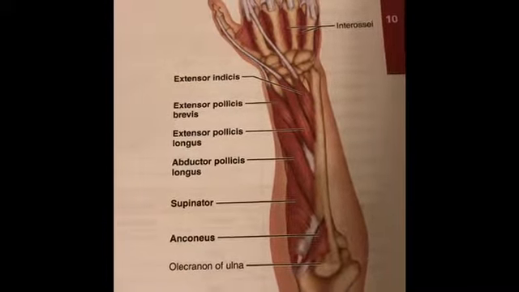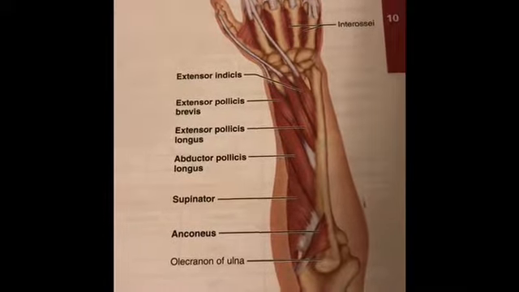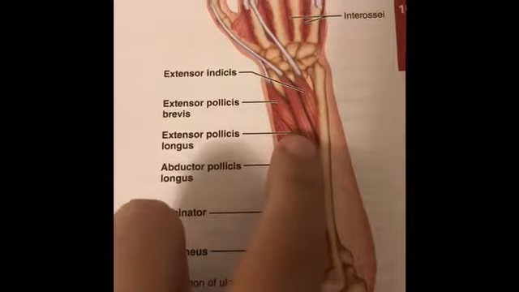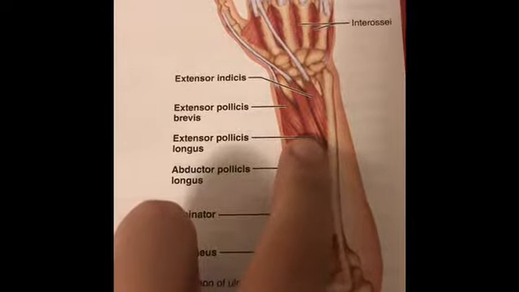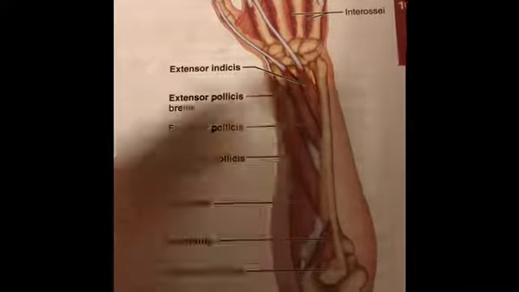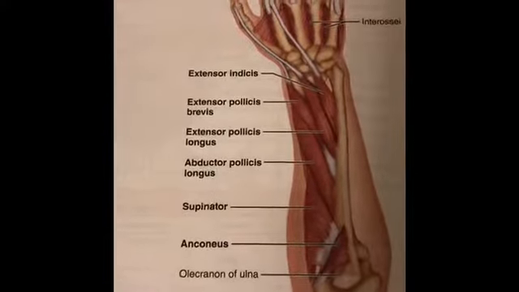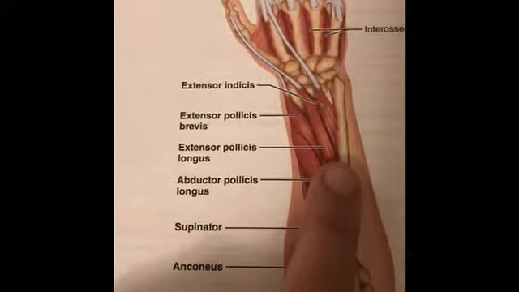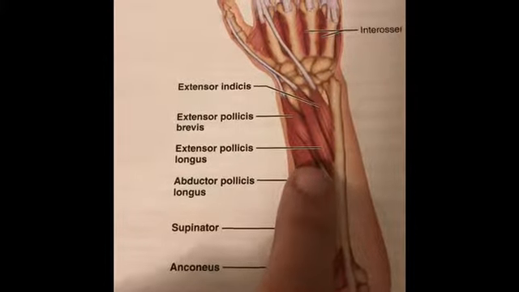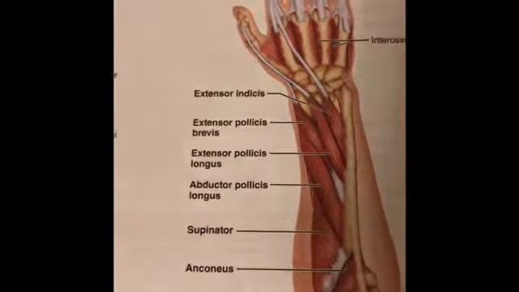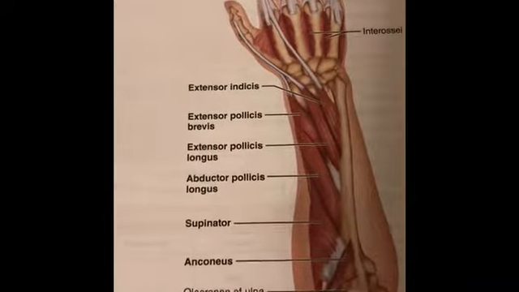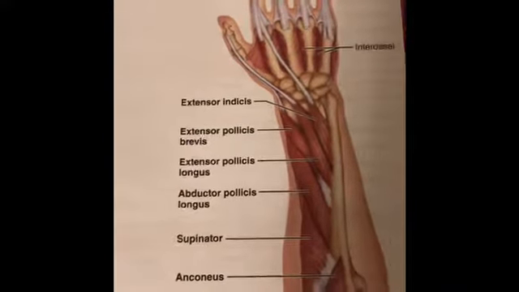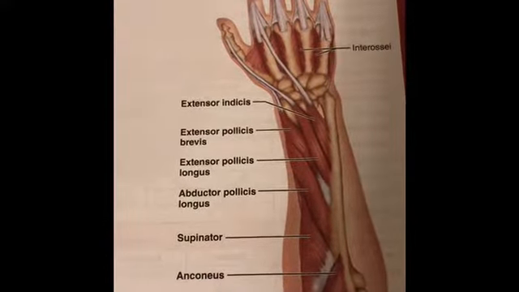Next is the extensor pollicis longus, which is right here. And then the extensor pollicis brevis, which is there. The origin is the dorsal shaft of the ulna and radius. The insertion for the longus is the base of the distal phalanx of the thumb, and for the brevis, it's the proximal phalanx. The action is to extend the thumb.